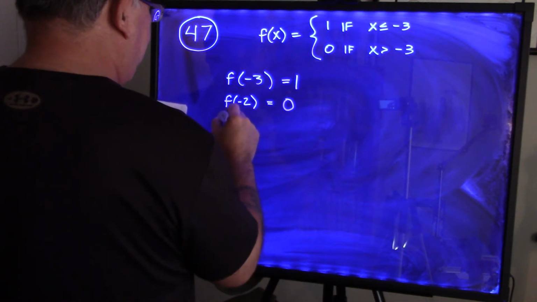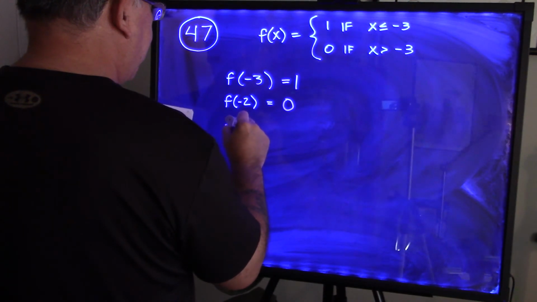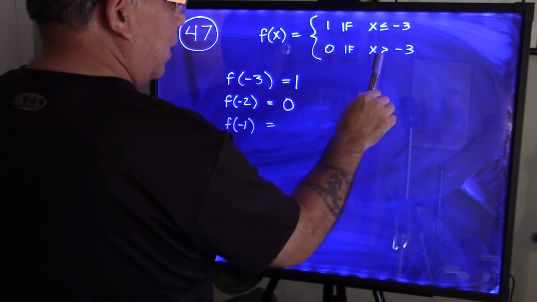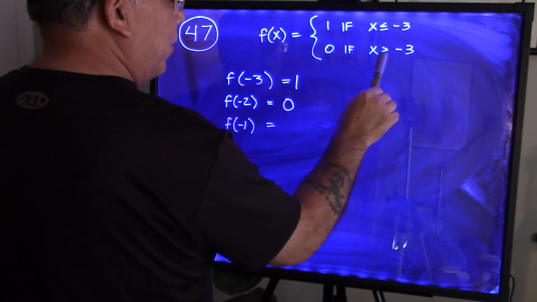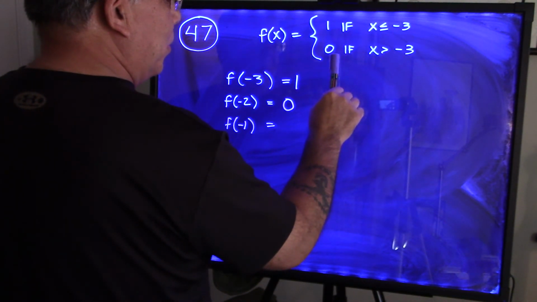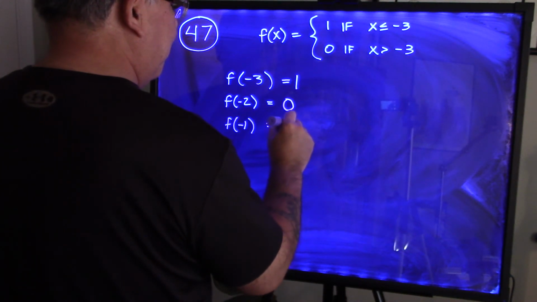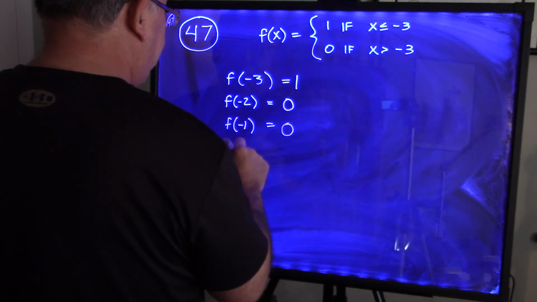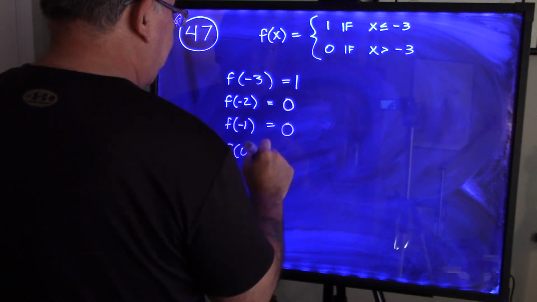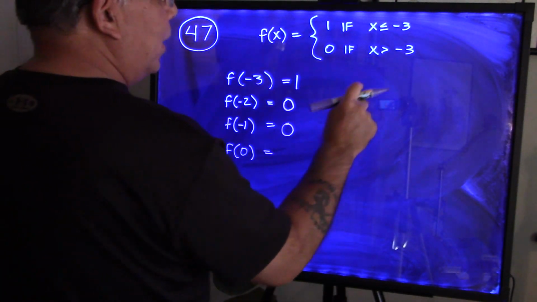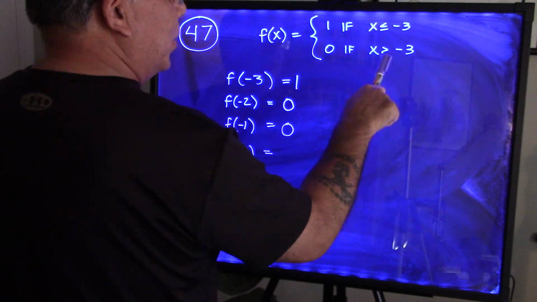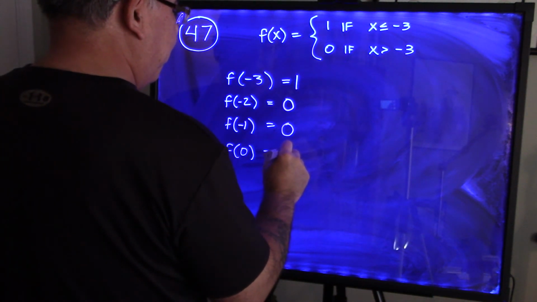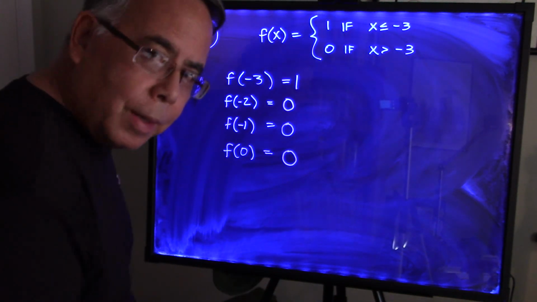And f of negative 1, when x is negative 1, that's obviously greater than negative 3, so y equals 0. Once again, and f of 0. So when x is 0, that would apply here. 0 is greater than negative 3, so y equals 0. There you go.